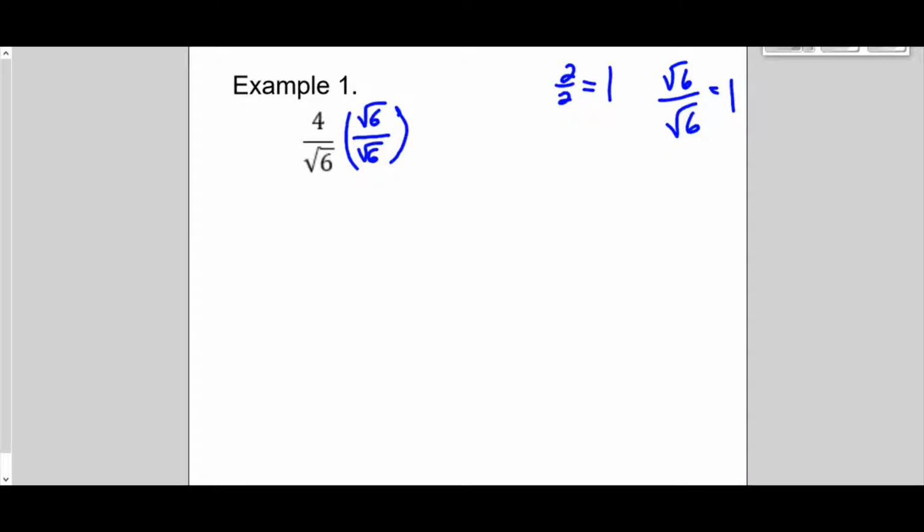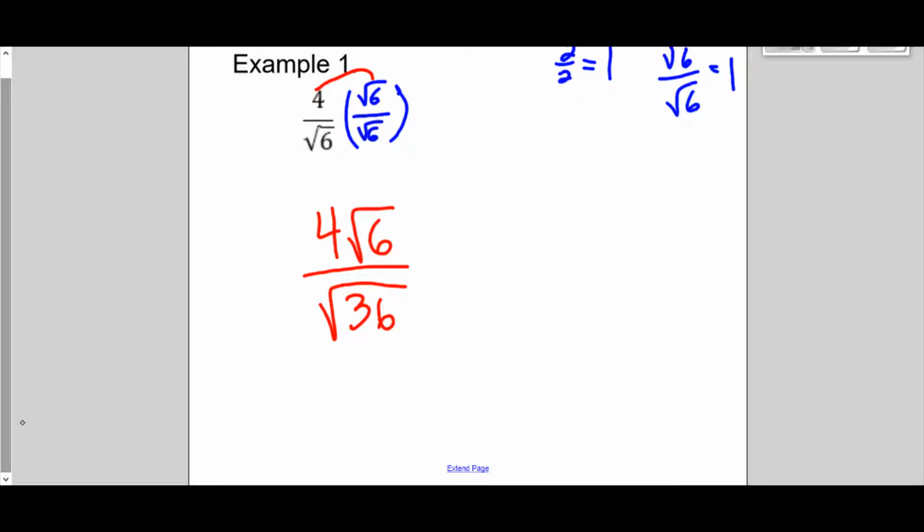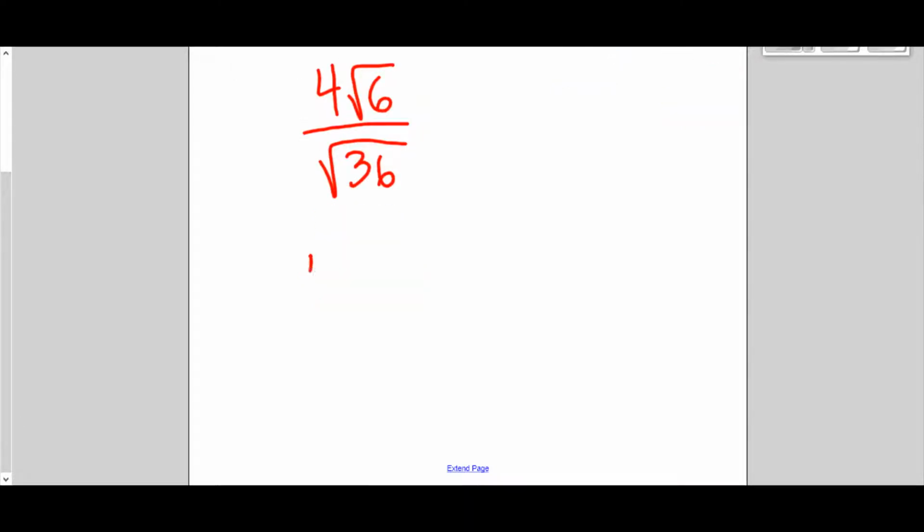So here I'm going to multiply 4 times the square root of 6. Notice the 4 is not inside a radical, so it's going to stay outside. So I'm going to write 4 square root of 6, and then divided by 6 times 6, which is 36. So this is over 36. Now, we can reduce this. We know the square root of 36 is 6. So this is 4 square root of 6 over 6.